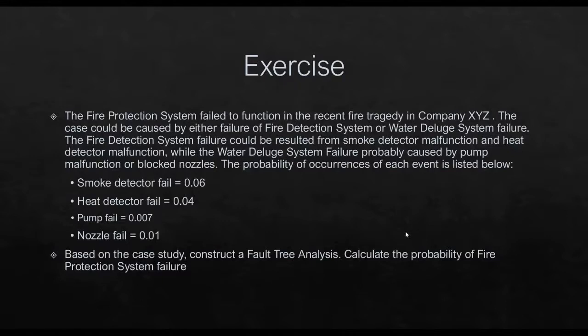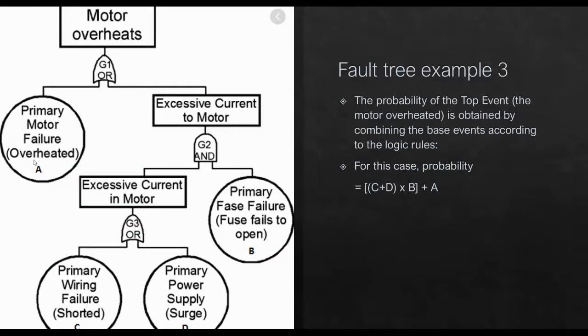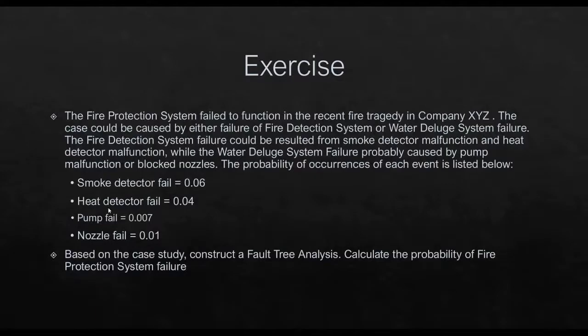Okay, for the exercise, this event might be labeled not only as A, B, C and D, but it might be labeled with a number, for example 0.06, 0.04, 0.006 and 0.01. Then this number might be different depending on the situation. This one is based on experience.